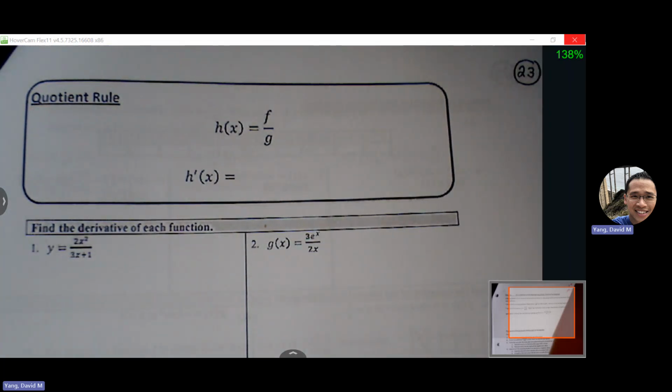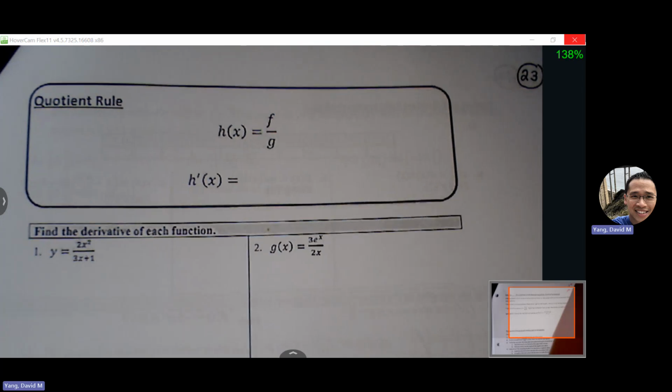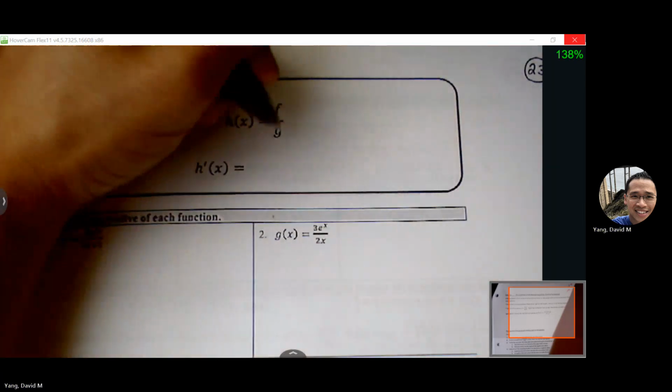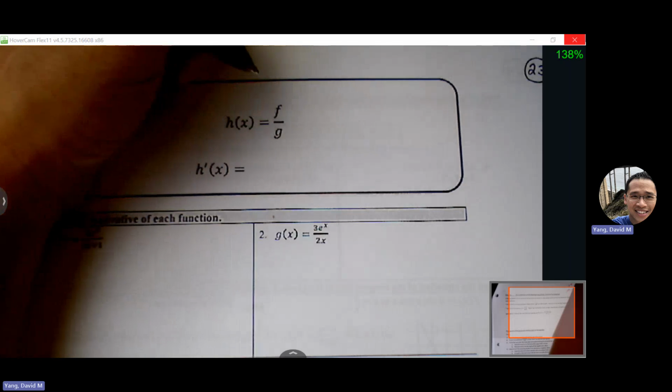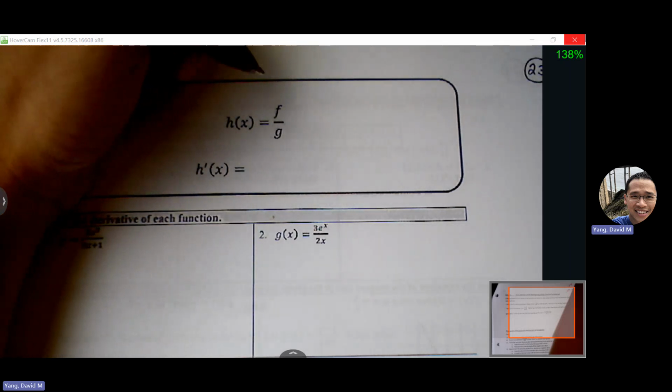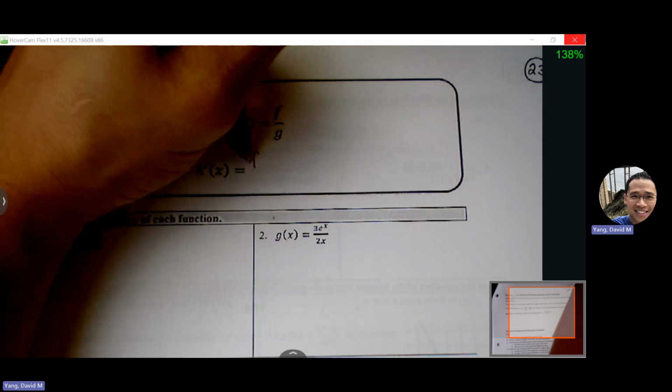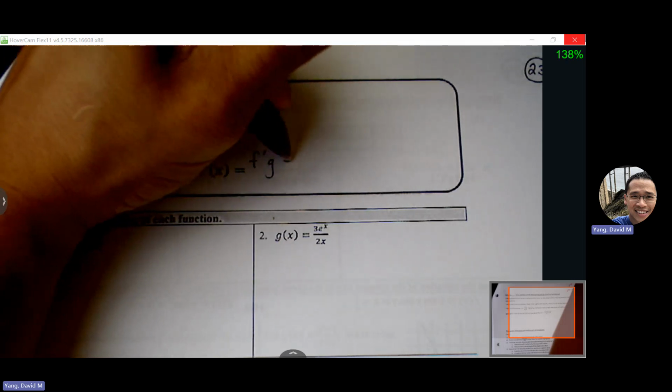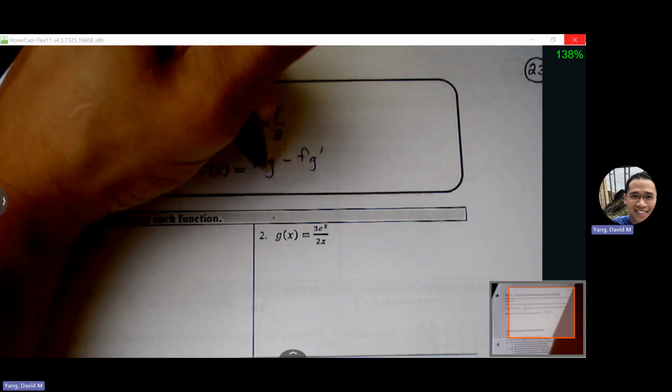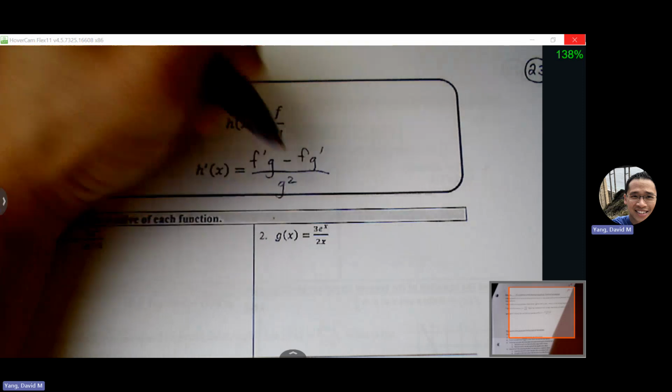And if I want to find the derivative, I am still going to involve f prime and g prime, but because they're connected by that division line, it's a little bit more than just f prime and g prime. So here's our rule. I'm always going to call my top expression f, and I'll call my bottom expression g. So it's f prime times g minus f g prime all over g squared.